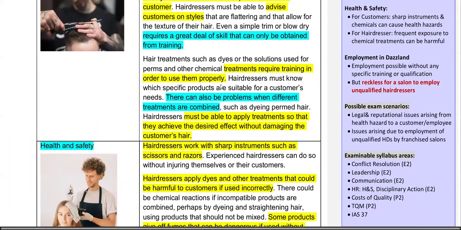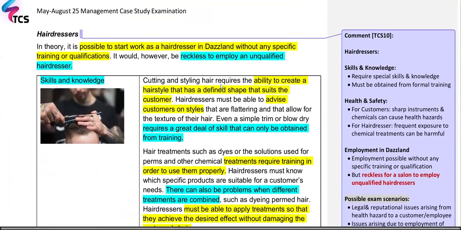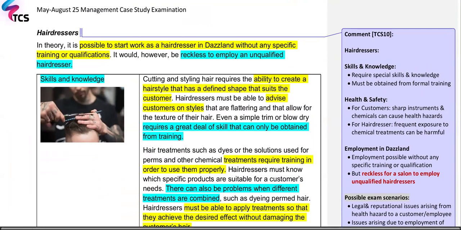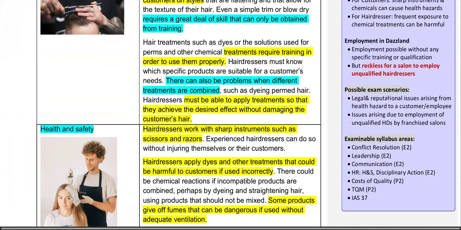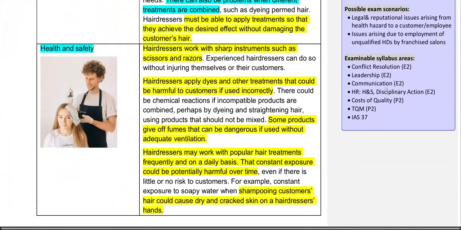So if you refer to our annotated pre-seen, once again, in the respective areas, we've highlighted the health and safety issues, and how possible exam scenarios could develop based on those health and safety related issues. And we've also highlighted the examinable syllabus areas.